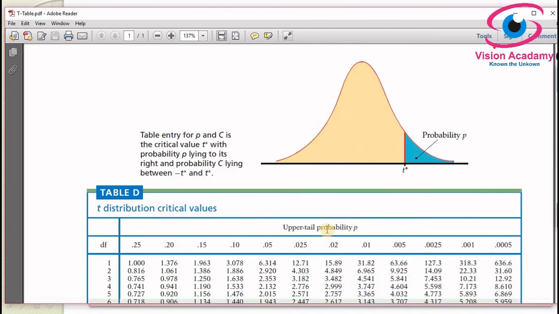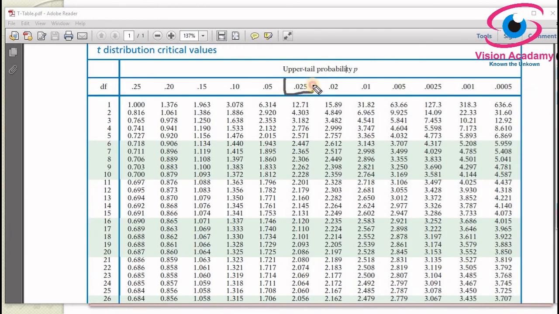This is our t table, as I keep on saying, upper tail probability. That is why we have divided alpha, our alpha of 0.05, by 2. So the adjusted alpha for our example, when we divide 0.05 by 2, is 0.025. As I told you, we also calculated the degree of freedom in the last slide. So the degree of freedom for this is 18. That's 10 plus 10, 20 minus 2. Our degree of freedom is 18.